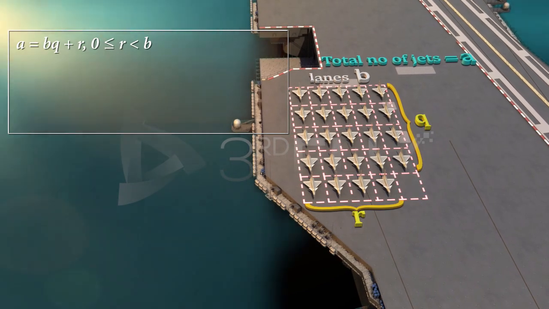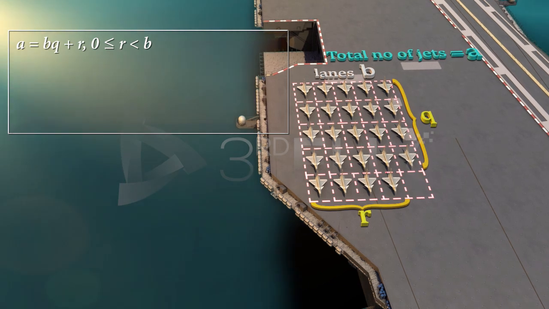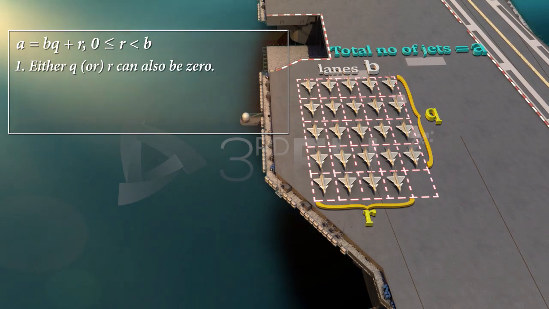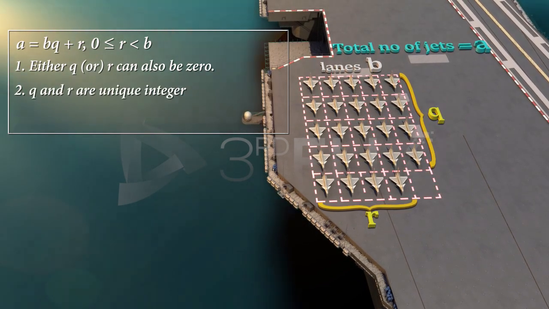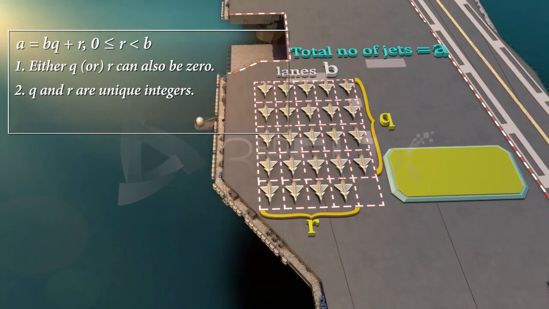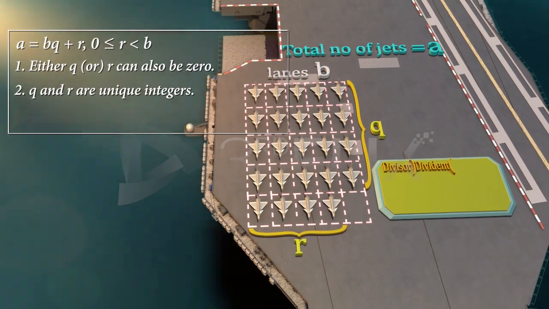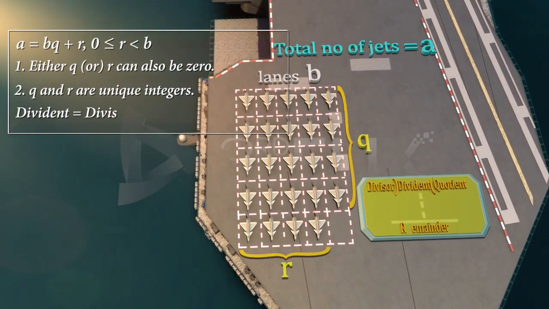And we observed the following points from the above examples. 1. Either q or r can also be 0. 2. q and r are unique integers. 3. It is a restatement of the long division process. q and r are called quotient and remainder respectively.